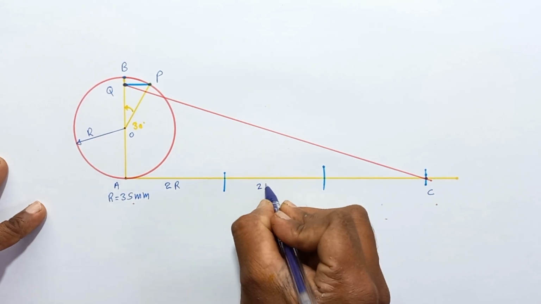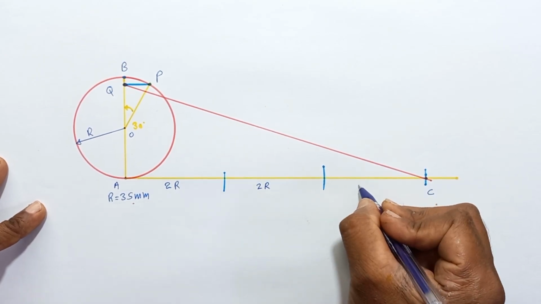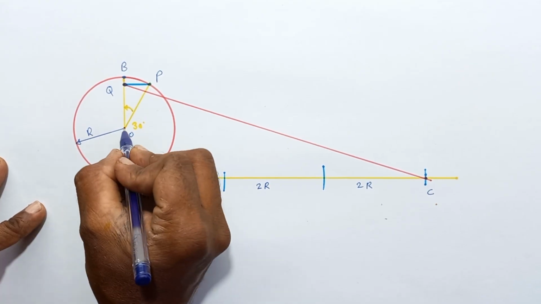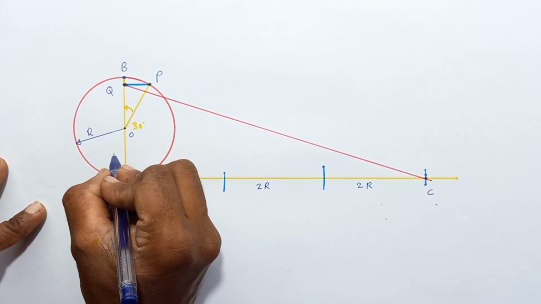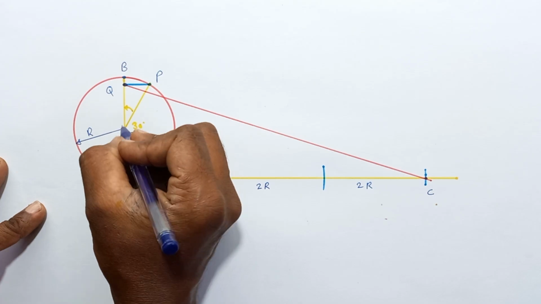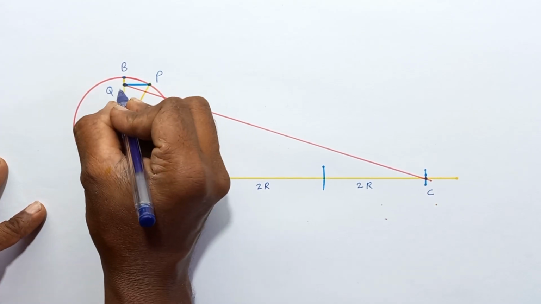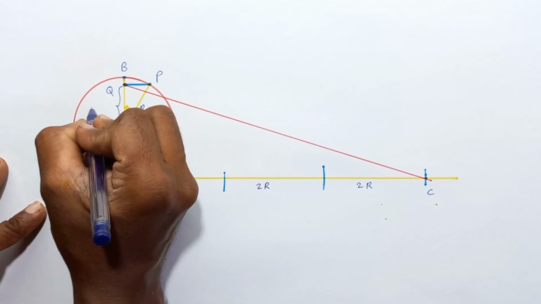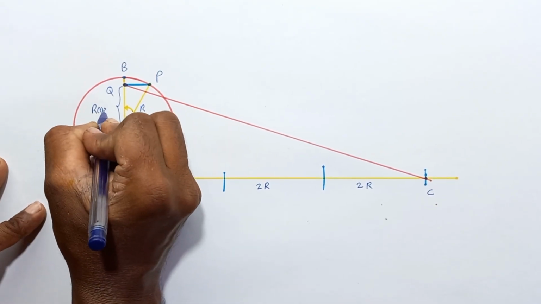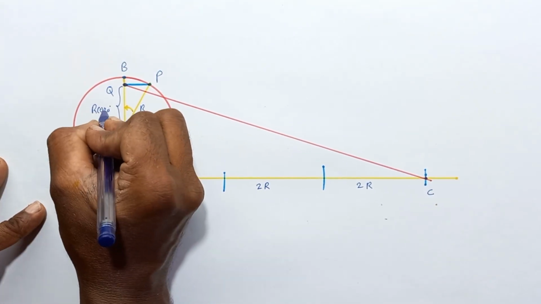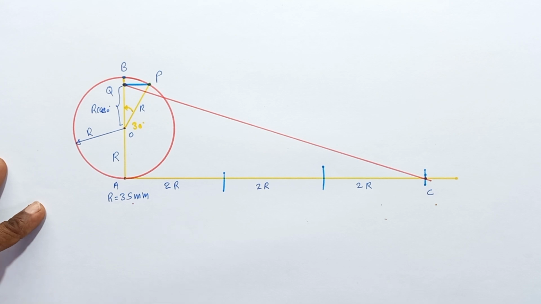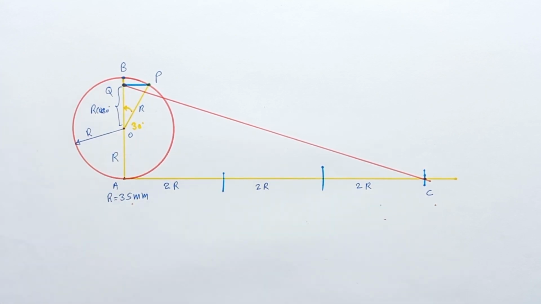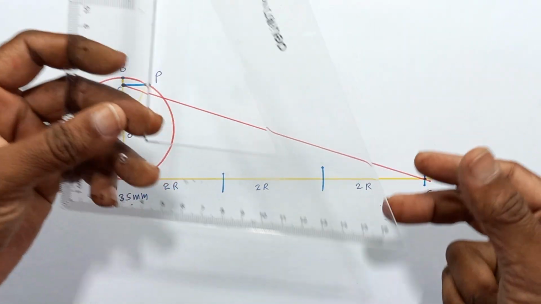This length also equals 2r. This length also equals 2r. Then OA length is equal to r. Then OQ length is equal to r cos 30 degrees. Then I will draw the QAC triangle separately for this calculation.